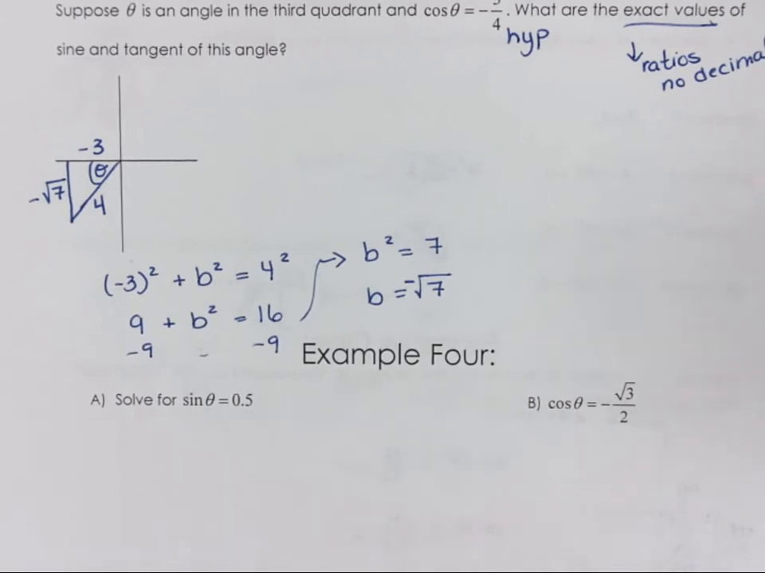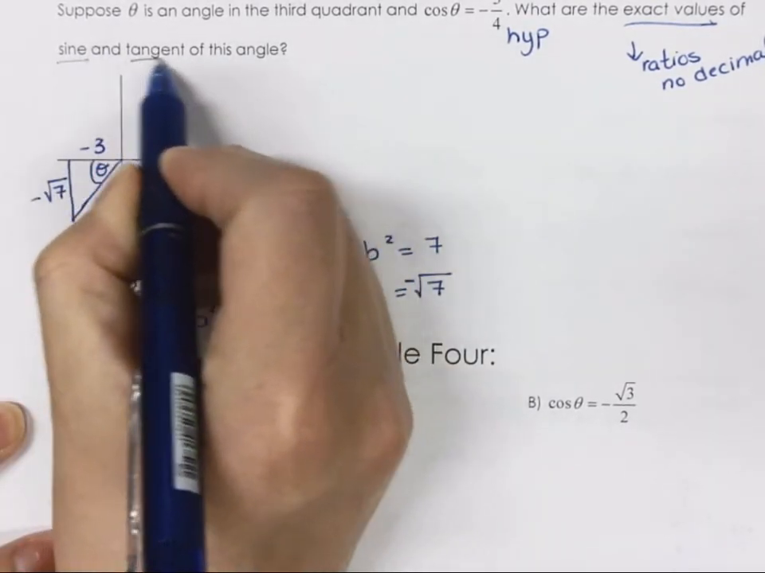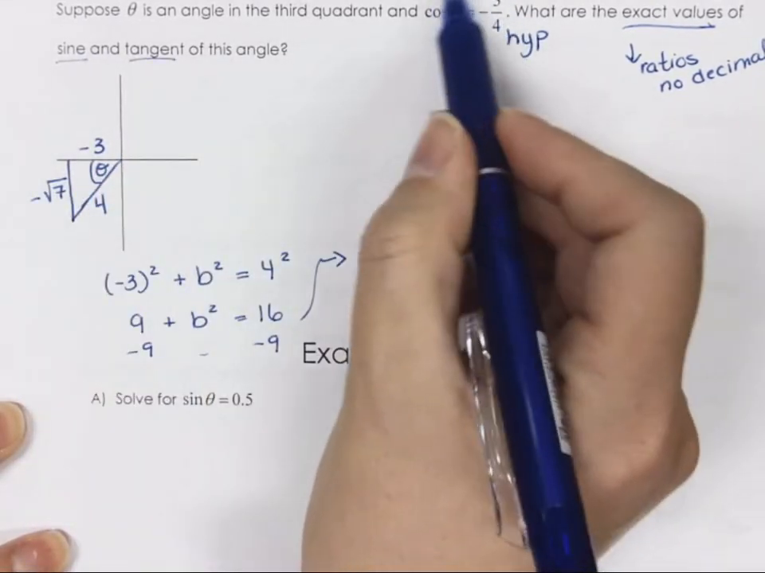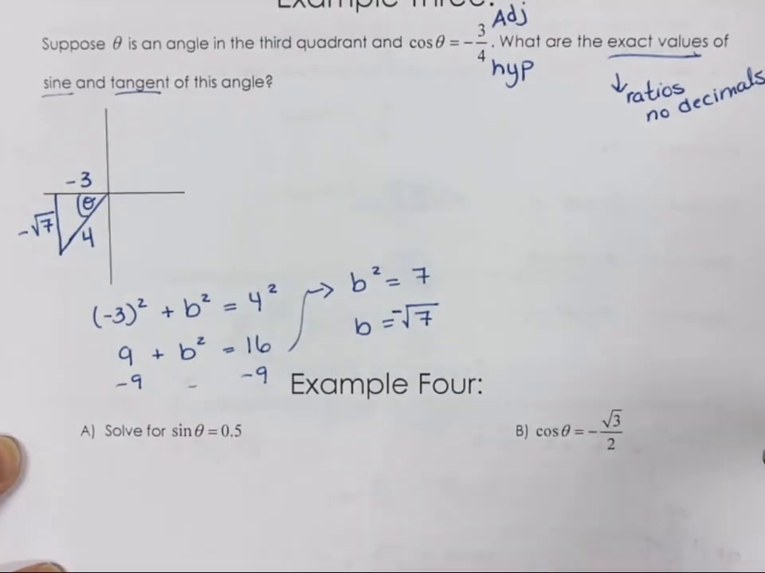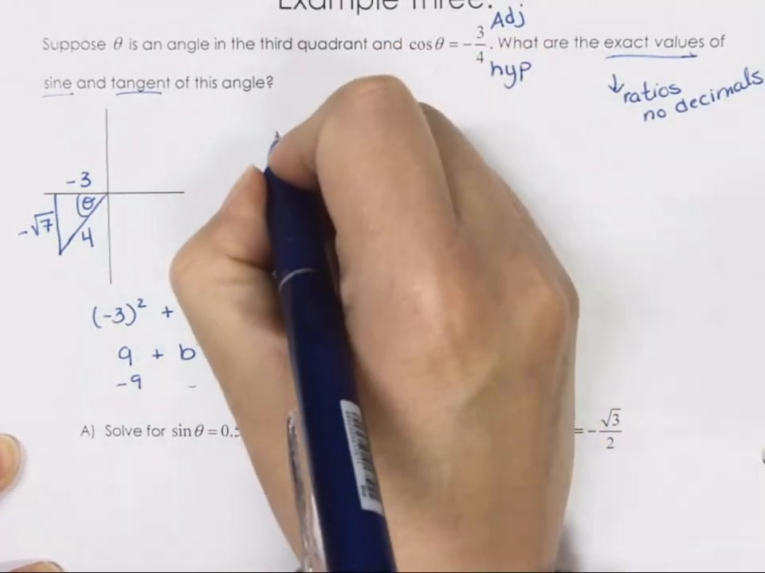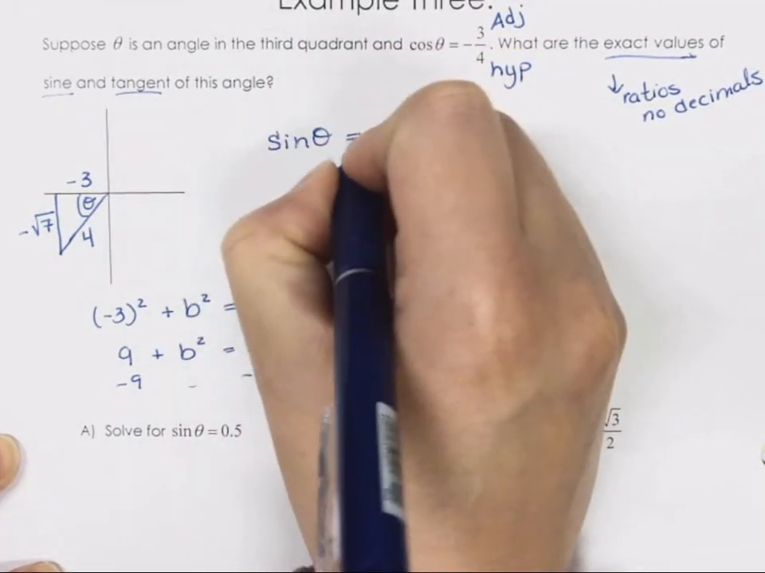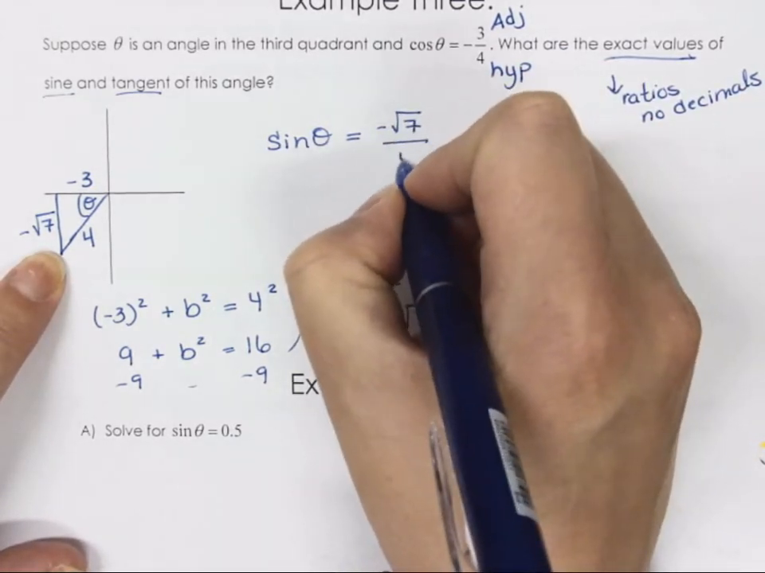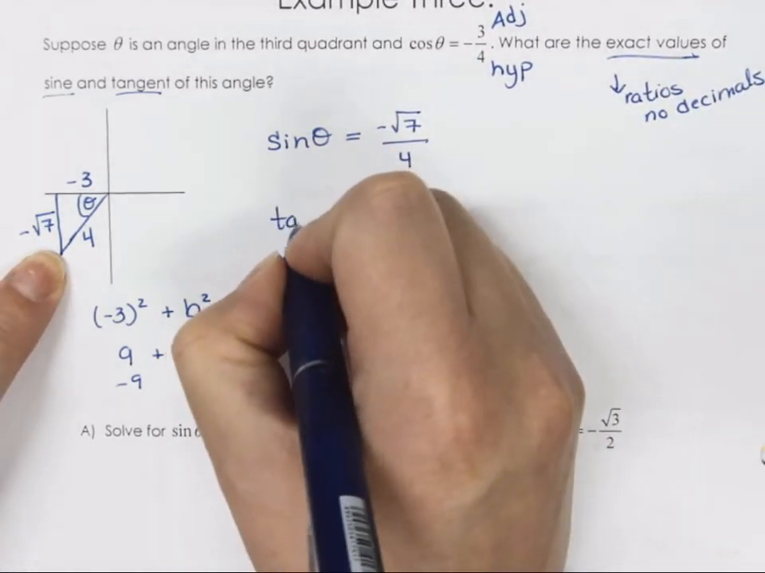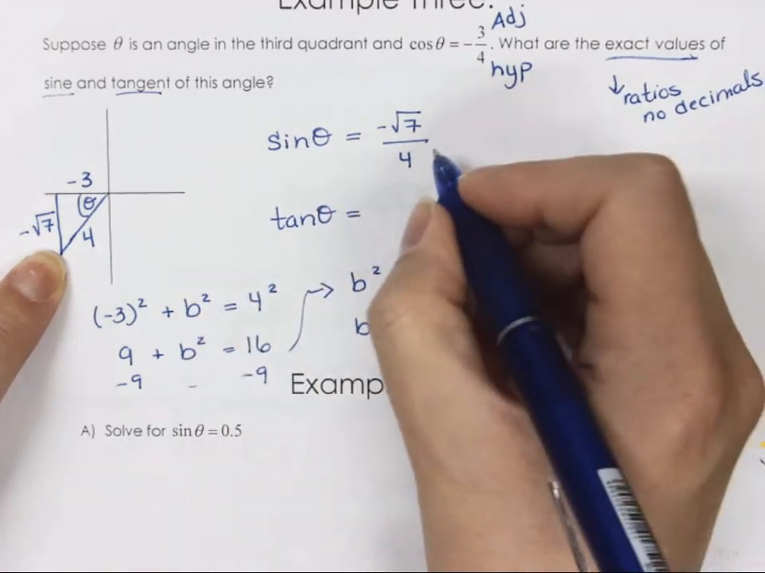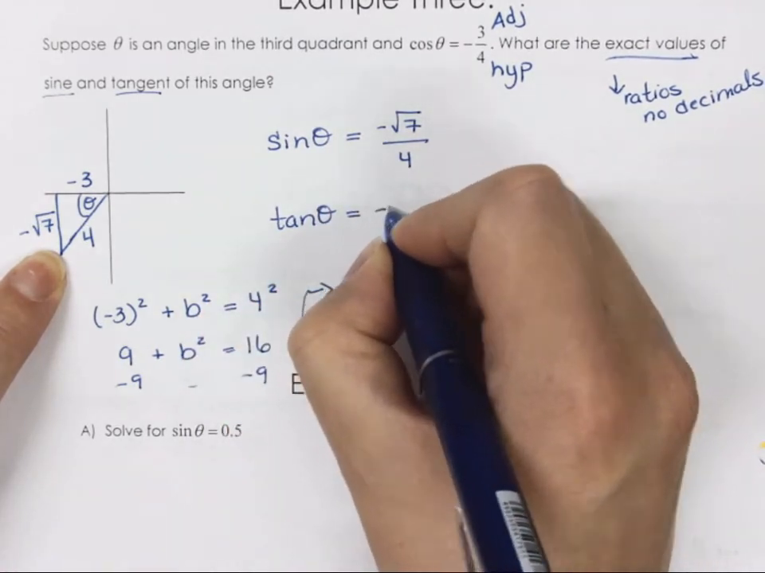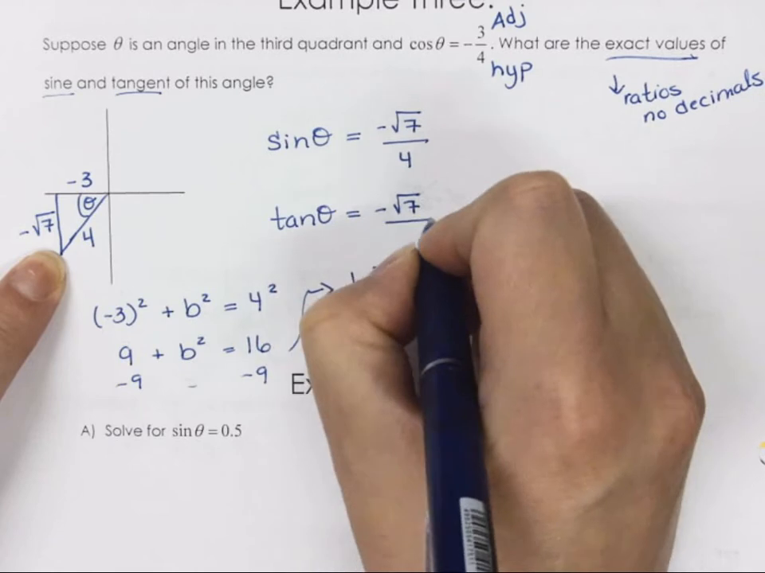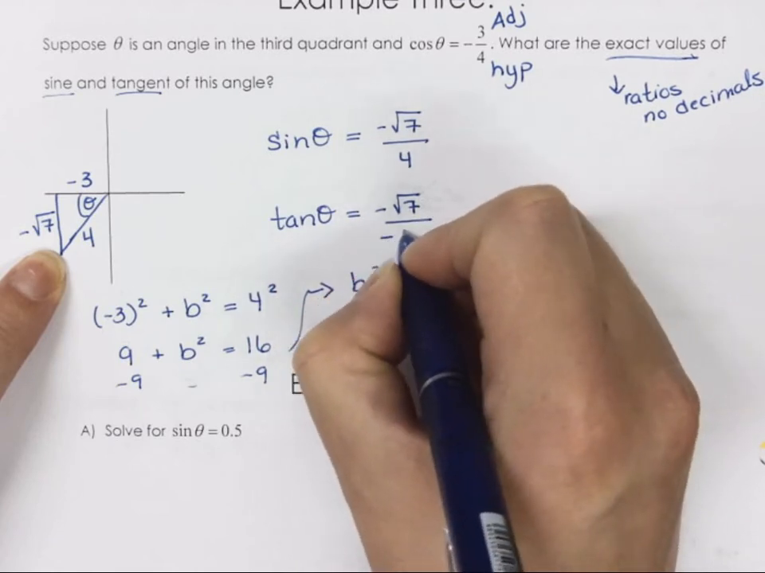So now we've got to do the sine, cos, tan. So really, what do we need? We need the sine and the tangent because I already have the cos. So we're going to do sine theta is equal to the opposite side, which is negative root 7 over 4. And tan theta, which is negative root 7 over negative 3.